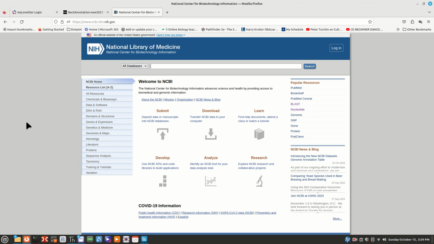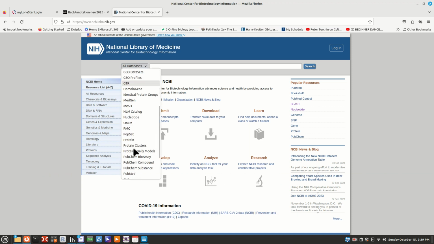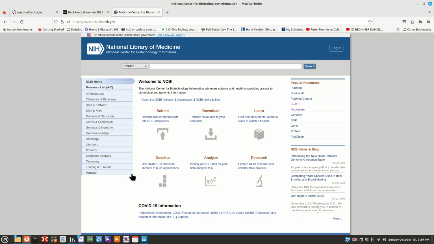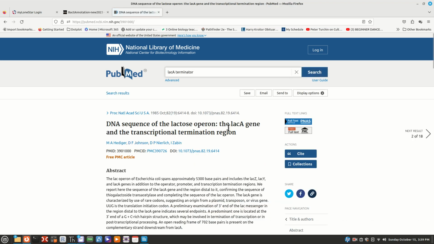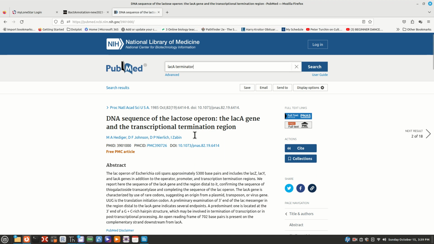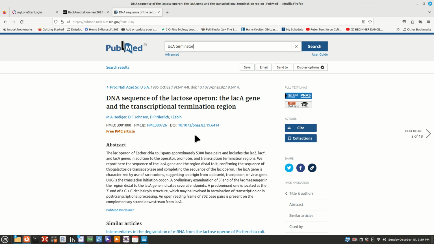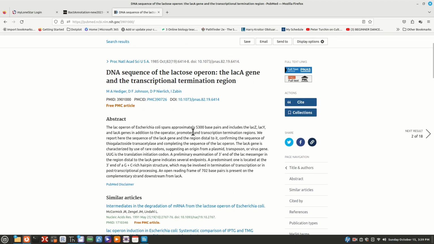So this is PubMed. We can drop down databases and there should be PubMed right here. I can just type in lacA terminator and search, and we'll find the paper I'm looking for. And yeah, it's the first one here: DNA sequence of the lactose operon, the lacA gene, and the transcriptional termination region. This was way back in, what year was this? 1985. So this has been around a long time.